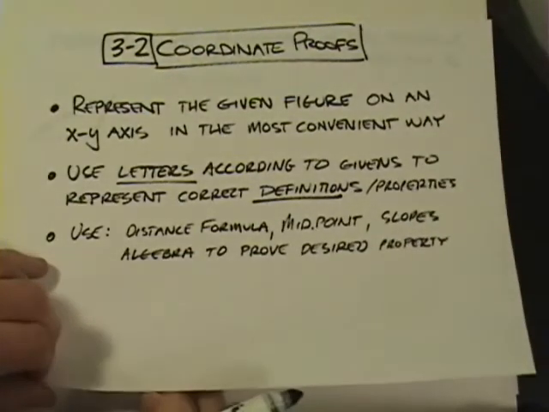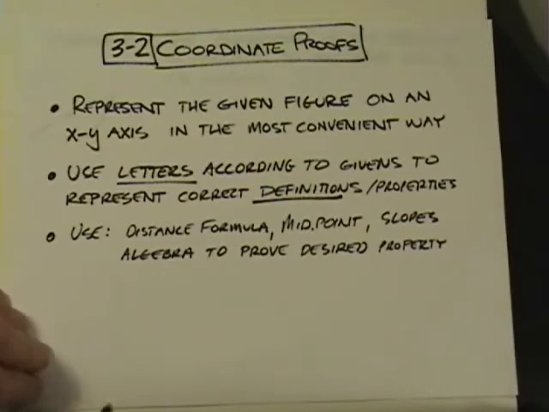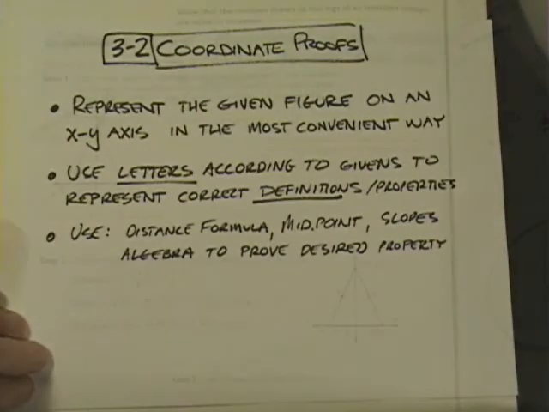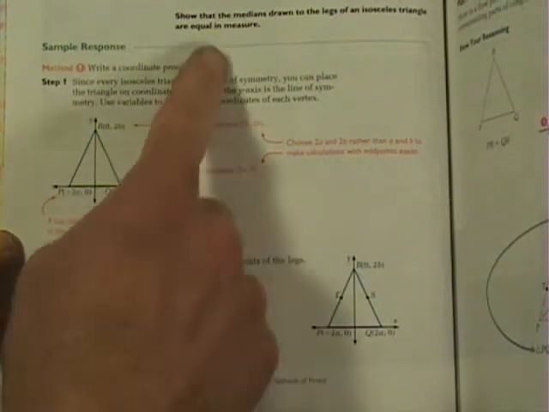Alright, so on to the book. I want you to look on page 148 here in the textbook. I know reading a math textbook sometimes is a bit of a challenge, but these two examples are pretty good. They're just demonstrating how this whole coordinate proof thing works.